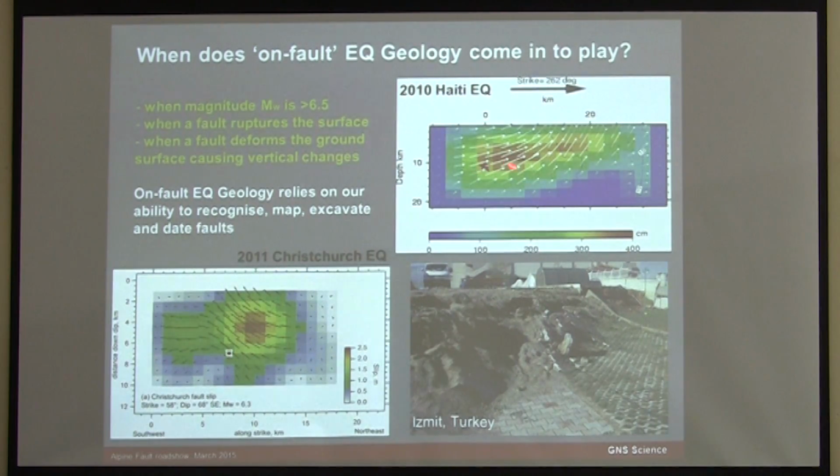In contrast, in the Haiti earthquake, which was a bigger earthquake, the focus is here. These red contours in this case are about 4 metres of slip on the fault plane, and up at the ground surface you're seeing about 1.5 to 2 metres over a length of 20 kilometres, just like you saw in the Greendale Fault earthquake of 2010, or in other earthquakes like this one in Izmit, in Turkey.